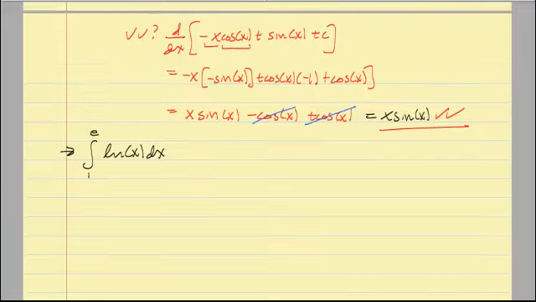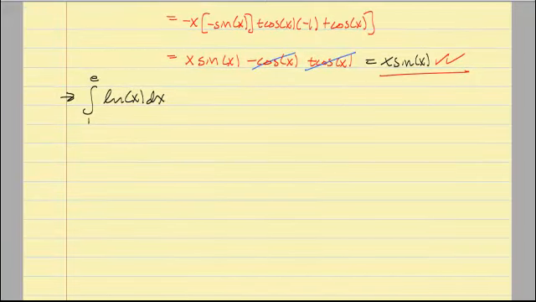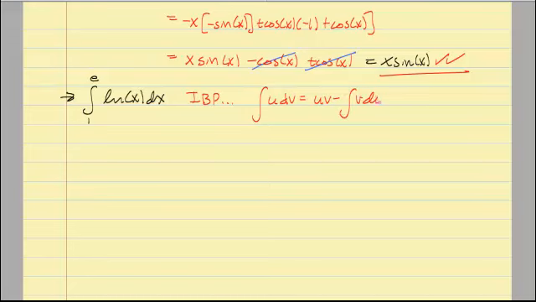So that's what we want to look at here for our choices. Now remember, the formula for integration by parts, we're going to use integration by parts, is the integral of u dv is equal to uv minus integral v du. So that's what we're looking at here. So what I need to do is I need to choose a u and a dv.